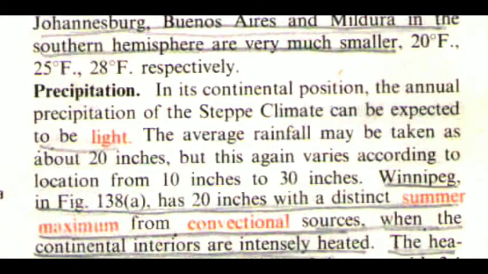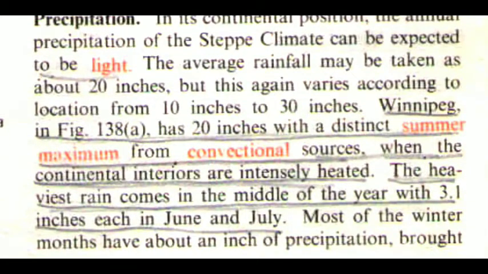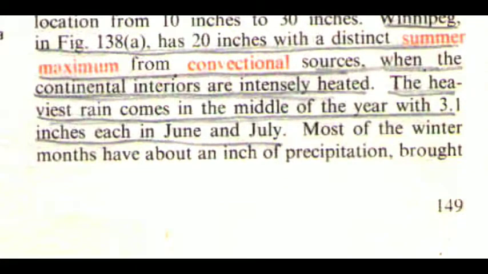Now, the precipitation. In its continental position, the annual precipitation of the steppe climate can be expected to be light. The average rainfall may be taken as about 20 inches, but this again varies according to location from 10 inches to 30 inches. Winnipeg in the figure has 20 inches with a distinct summer maximum from convectional sources. When the continental interiors are intensely heated, the heaviest rain comes in the middle of the year with 3.1 inches each in June and July.